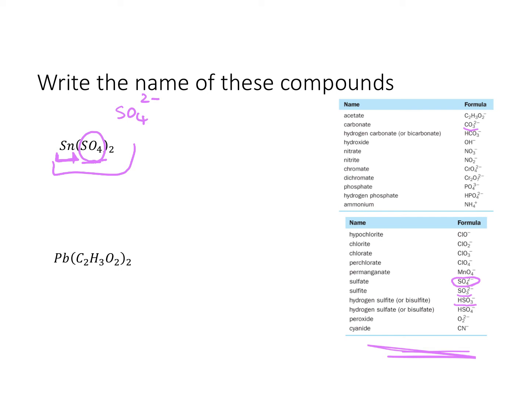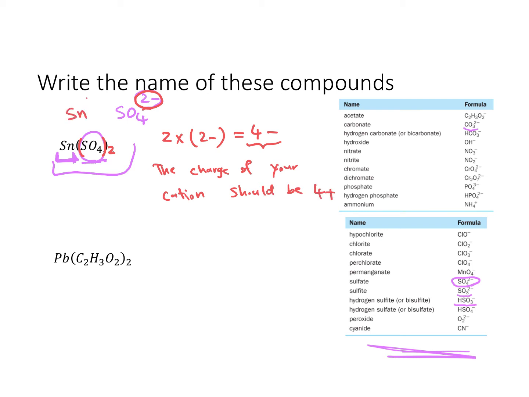So can anyone tell me what should be the charge of Sn? 4. Exactly, right? Because the charge of SO4 is 2 minus, and you have 2 of that. So 2 multiplied by 2 minus is 4 minus. So the charge of your cation should be 4 plus, Sn 4 plus, okay? So now, can anyone tell me the name of this compound?